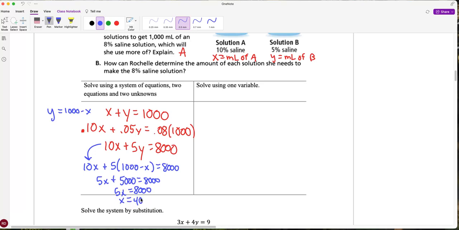What did I do wrong here? Sorry, my mistake. 0.08 times 1,000 is, what is that? Oh, sorry. Sorry, my mistake on the arithmetic error here. 8,000 minus 5,000, this number right here is 3,000. So x is 600.